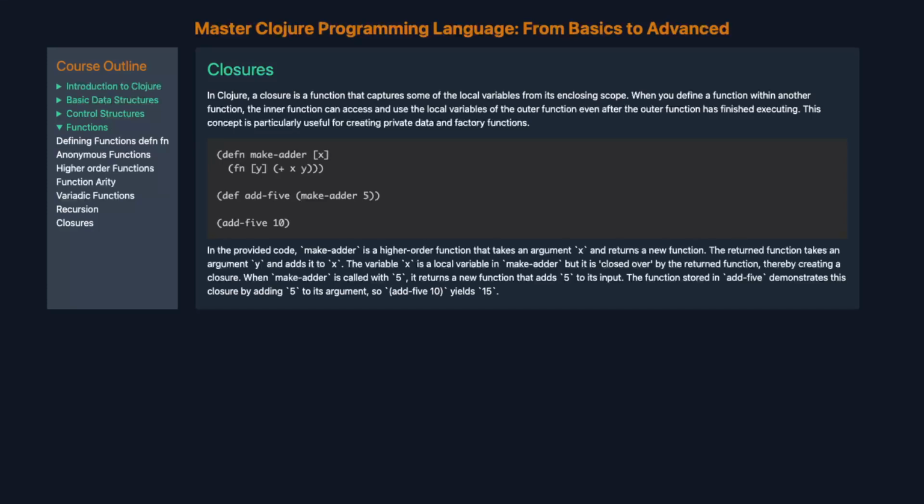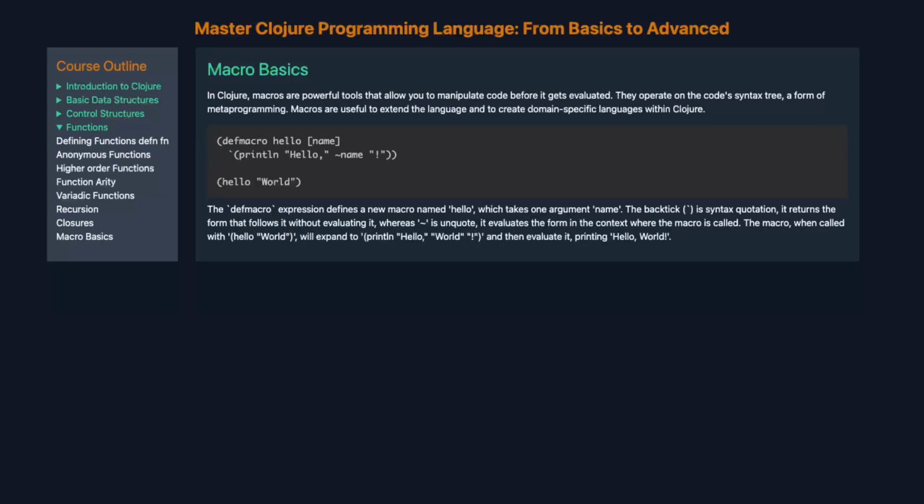In the provided code, makeAdder is a higher-order function that takes an argument x and returns a new function. The returned function takes an argument y and adds it to x. The variable x is a local variable in makeAdder, but it is closed over by the returned function, thereby creating a closure. When makeAdder is called with 5, it returns a new function that adds 5 to its input. The function stored in add5 demonstrates this closure by adding 5 to its argument, so add5 10 yields 15.